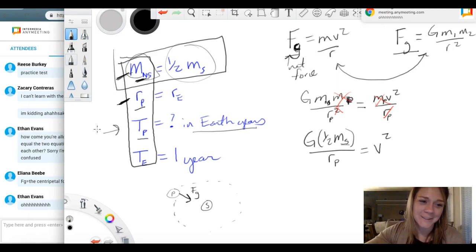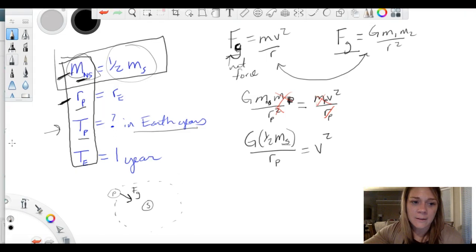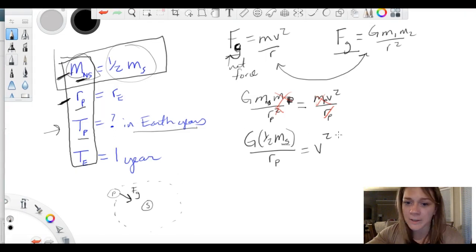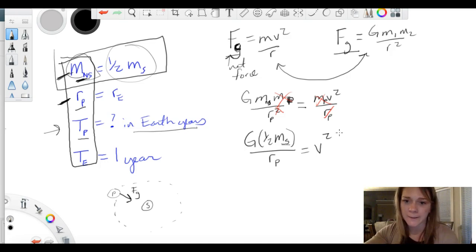So the reason why I need to put period in here is because that's what they want the answer in, right? They want to know how long it's going to take to orbit in Earth years. How long it takes to orbit, that is a period. So you can remember that the tangential velocity is equal to the circumference, which is 2 pi r, divided by the time it takes to go around one complete revolution. That is the period.